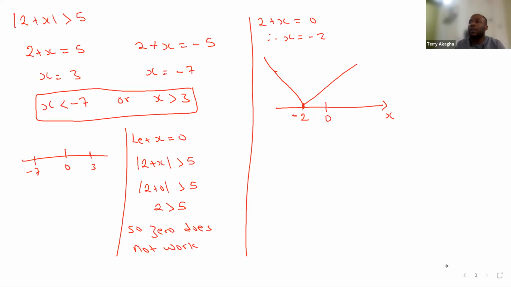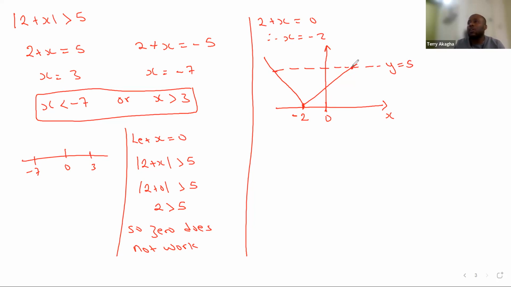Let me make it a little bit clearer. So if it's a y-axis, something like this, then let's assume y is equal to 5, somewhere here, okay? So let's make it the broken line this time. So y equal to 5.